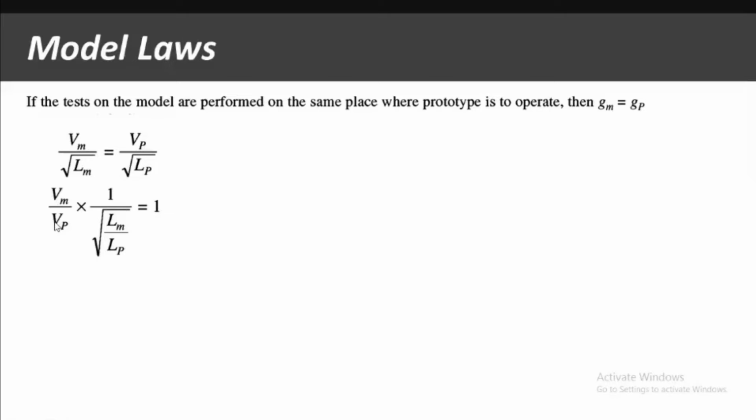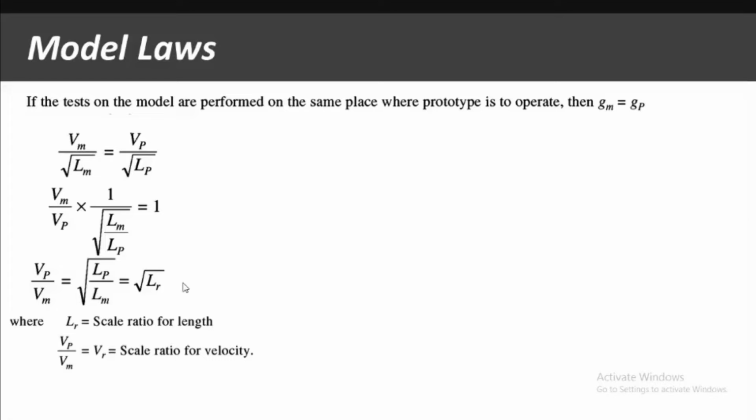So Vm upon Vp into under root of 1 upon Lm upon Lp, that equals to 1. Okay. So we can say Vp by Vm equals under root of Lp by Lm. हमने क्या किया, ये टर्म को इधर मल्टीप्लाई कर दिया. So Vp by Vm equals under root of Lp by Lm, and Lp by Lm is nothing but length ratio.